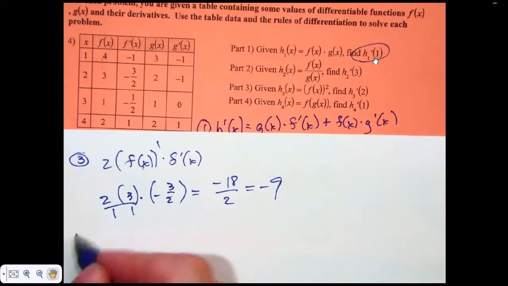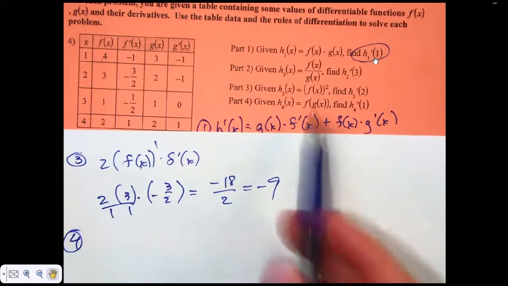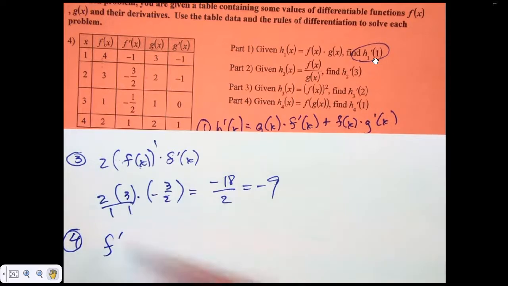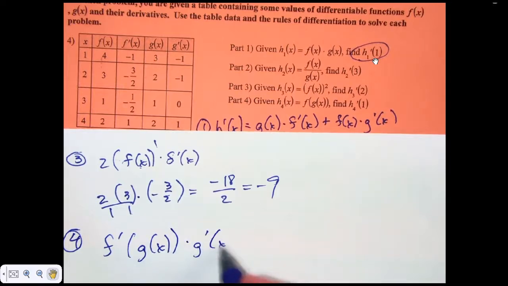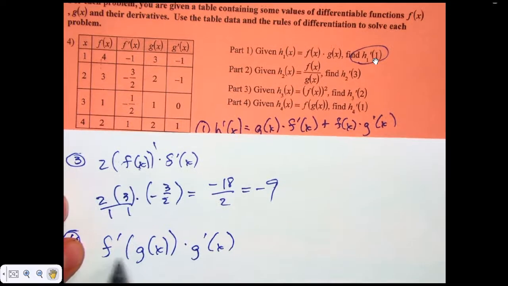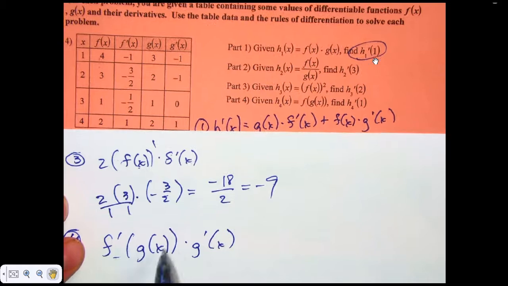And then part 4 is also chain rule, where the big guy is the f. So you take the derivative of the big guy, you leave the little guy alone, and you multiply by the derivative of the little guy. And then we're plugging in 1 for x. So notice there's no x here. We're going to put 1 in those 2 spots.